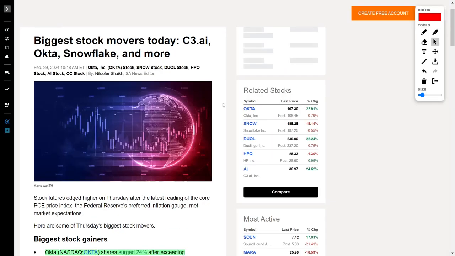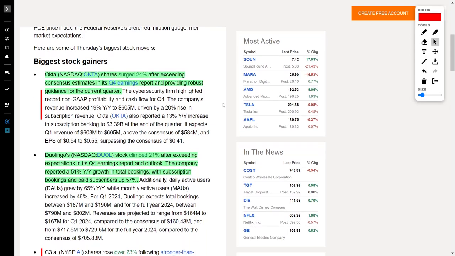Lastly, let's round out the video with the biggest stock gainers and losers today, starting off with ticker symbol OKTA. Okta recently increased by 24% in their share price after they beat consensus estimates for their quarter four earnings report. For context, this is a cybersecurity company very similar to Zscaler. However, this company was actually breached a few months ago, and this is why their share price has actually been trending downwards. But recently, it seems that they have caused a reversal in their share price.